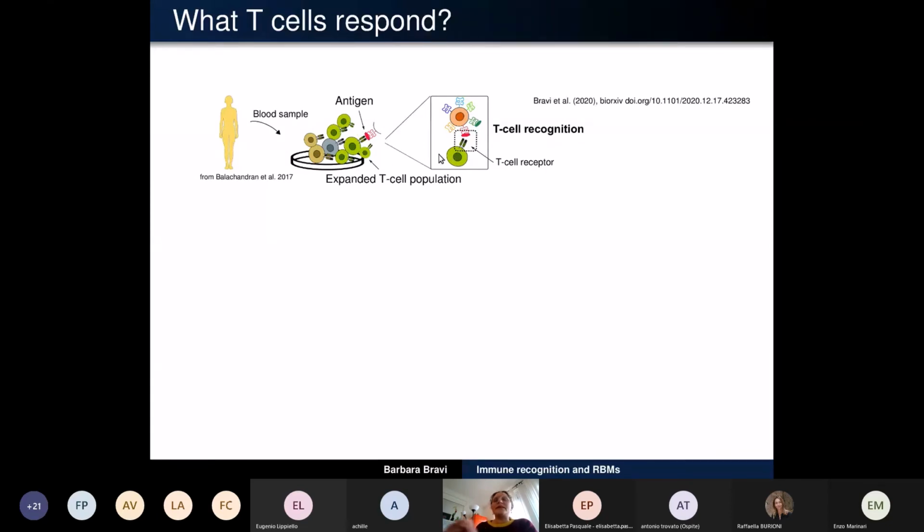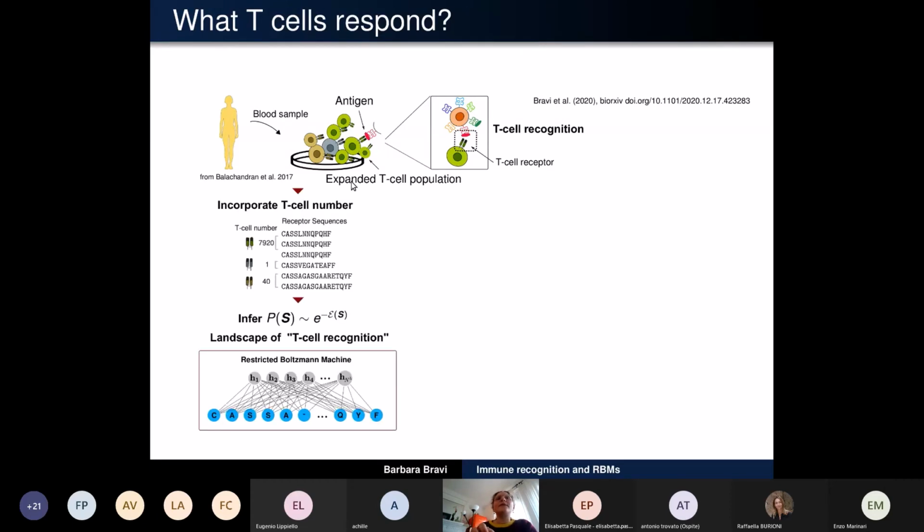So in these experiments, after sequencing, we obtain samples that sample this recognition process. And in particular, these are samples of sequences, but this time from the T-cell receptors. And each sequence is present in a different number, with the highest numbers corresponding to the most expanded T-cell populations. So these numbers are informative about what T-cells responded. And the idea now is again to infer some landscape that would be in this case the landscape of T-cell recognition of a certain antigen, and I perform this inference by the RBM.